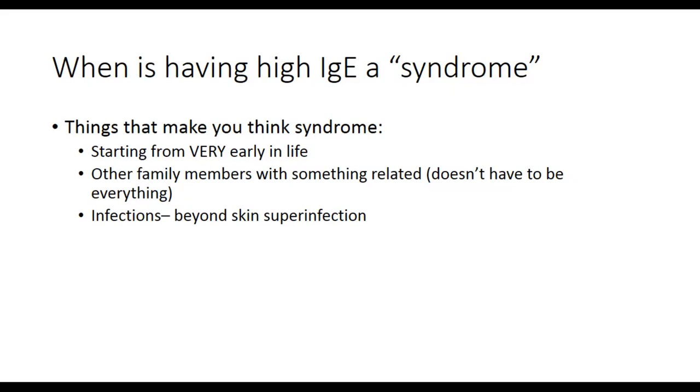There's almost nobody who, by the time they hit age 3, doesn't have significant infections going on. And I don't mean a little ear infection every now and then, or some super infection of their skin because of the bad eczema. We're talking about pneumonias. We're talking about never being able to be off the antibiotics. If that's not happening during childhood, it's something else. It's not a syndrome associated with high IgE. It's not going to be one of the things that you read in the book of the hyper IgE syndrome. There could be other syndromic reasons you have high IgE, but now it's something different.